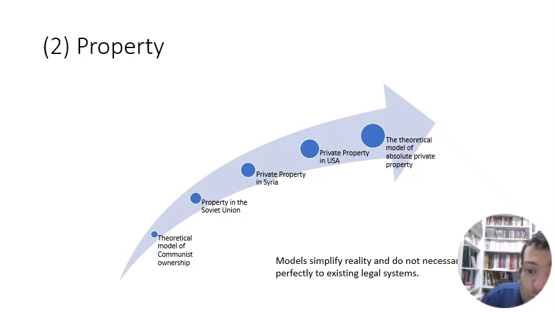We have the theoretical model of absolute private property, where when you own something, you have a full control on it. Now, none of these two models exist in reality.